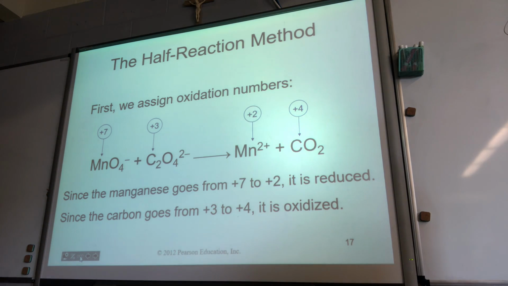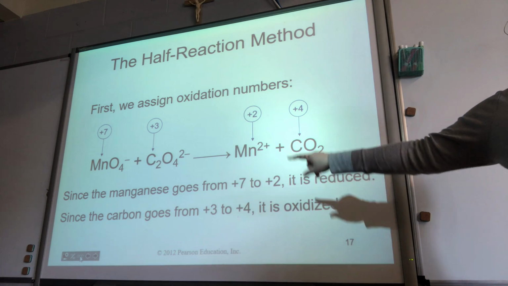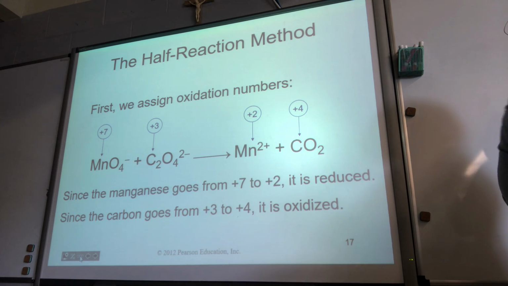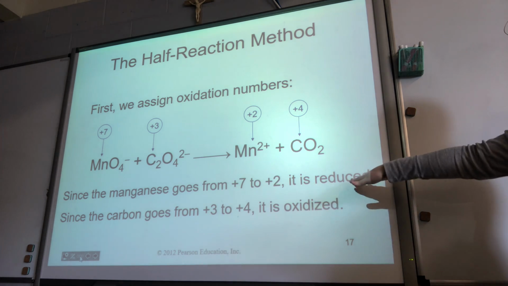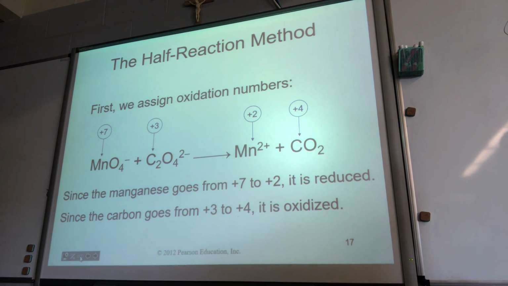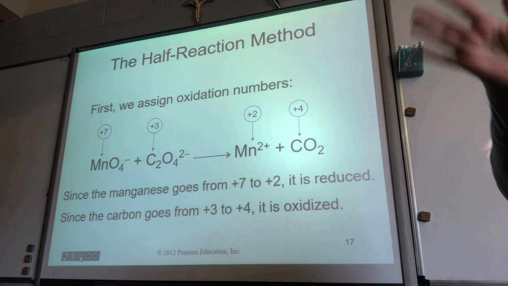Next thing to do is to figure out reduction, oxidation. Since manganese goes from a very positive number to a less positive number, it is the thing that gained electrons and was reduced. Since carbon went from a +3 to a +4, it lost an electron and was oxidized. Okay, so remember OIL RIG.